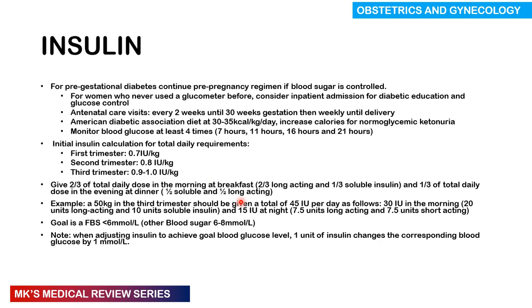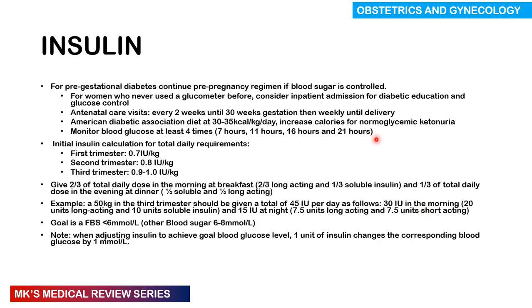Let me give you a practical example. Suppose someone is 50 kilograms, and they're in the 3rd trimester. Let's say we use 0.9 international units per kg as their total requirements for insulin. So it means that in a day, they require about 45 international units of insulin. 2/3 of 45 will give you 30 international units. So this 30 international units is the total that should be given in the morning. Then the remaining 15 international units should be given at night.